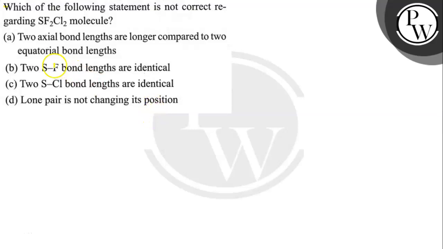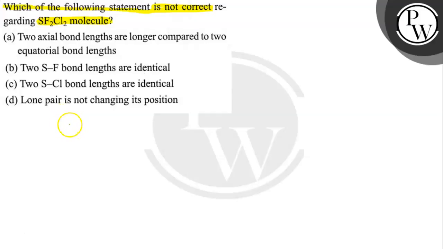बच्चों, let's read this question. The question says: which of the following statements is not correct regarding the SF2Cl2 molecule? You have to find out the incorrect statement regarding the SF2Cl2 molecule. There are 4 options and you have to find out which is incorrect. The first statement says that two axial bond lengths are longer compared to two equatorial bond lengths.